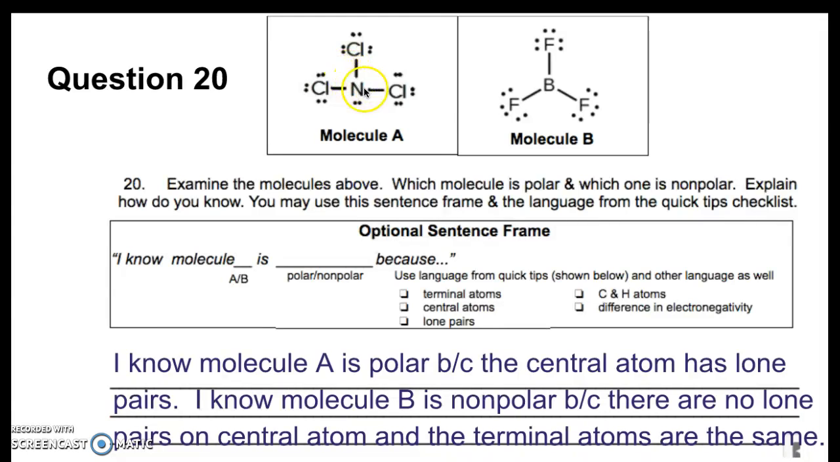So because the central atom has lone pairs, something like that will give you a half just for explaining that one. And then you get the next half for identifying this as a polar or nonpolar molecule B and explaining it. So you can say I know molecule B is nonpolar because there are no lone pairs on the central atom and all terminal atoms are the same, and then you would get the full credit for that. So that's how the points are divided.